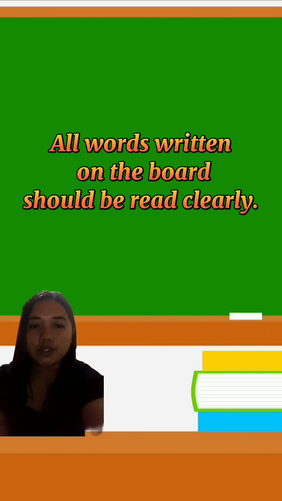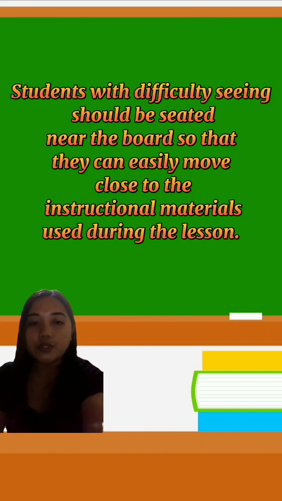Third, all words written on the board should be read clearly. Fourth, students with difficulty seeing should be seated near the board so that they can easily move close to the instructional materials used during the lessons.